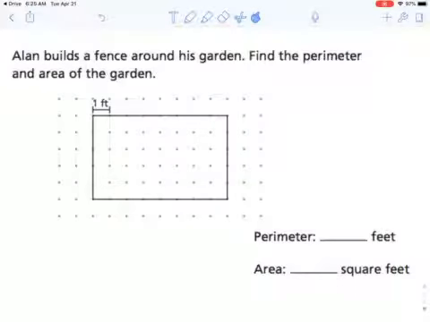Alan builds a fence around his garden. Find the perimeter and area of the garden. You can do it any way that you want to. Remember, if you need to, you can go back and watch that video again too, but figure out what's the perimeter and what's the area.